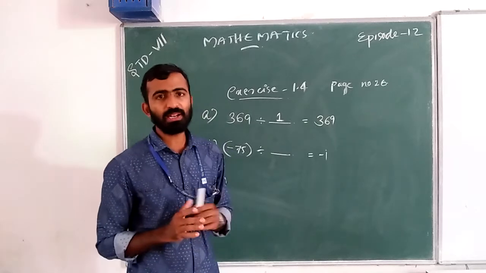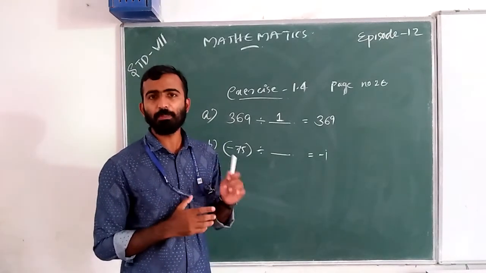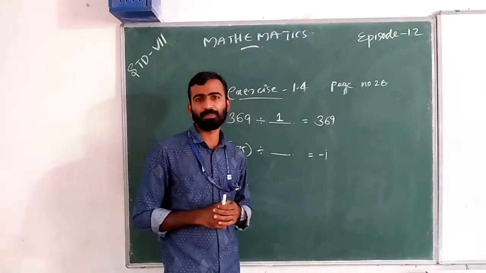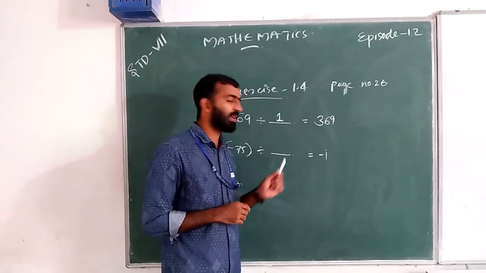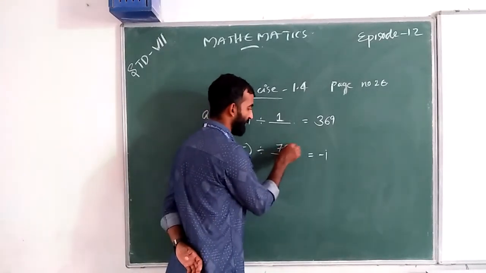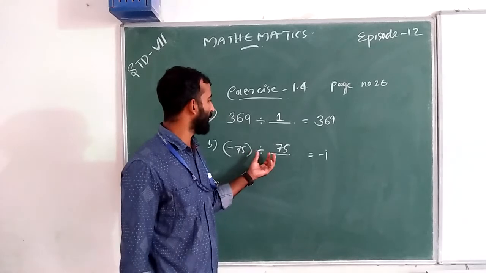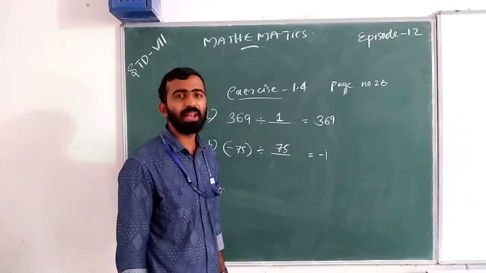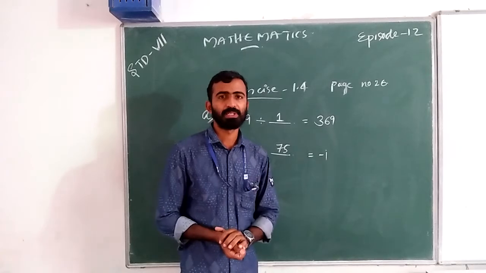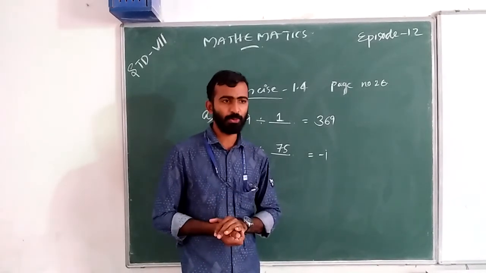We already know when a negative integer is divided by a positive integer, we get the answer as a negative integer. So here the answer is 75. When we divide negative 75 by 75, we get negative 1. Is it right? Any doubt? Can you follow?